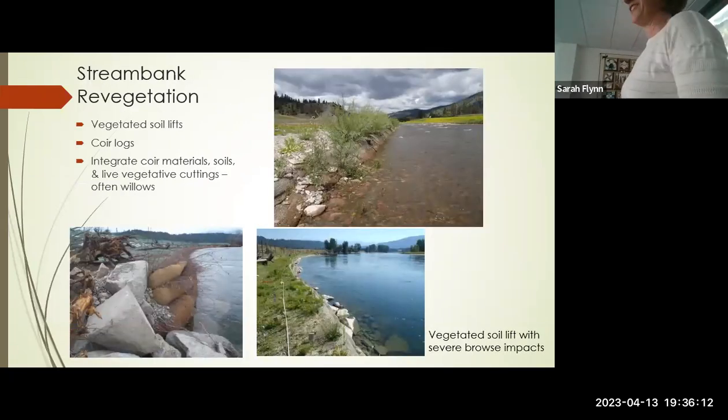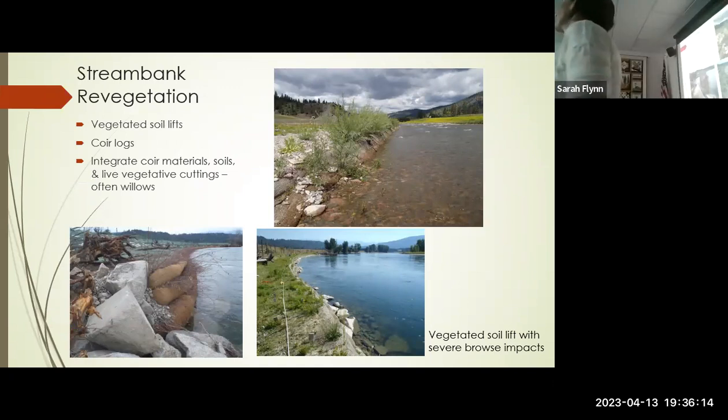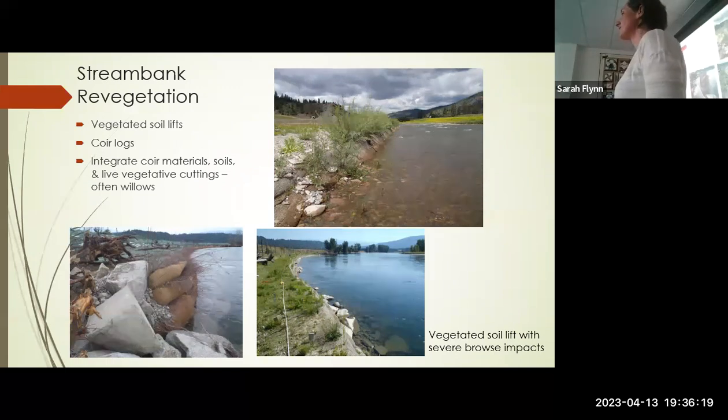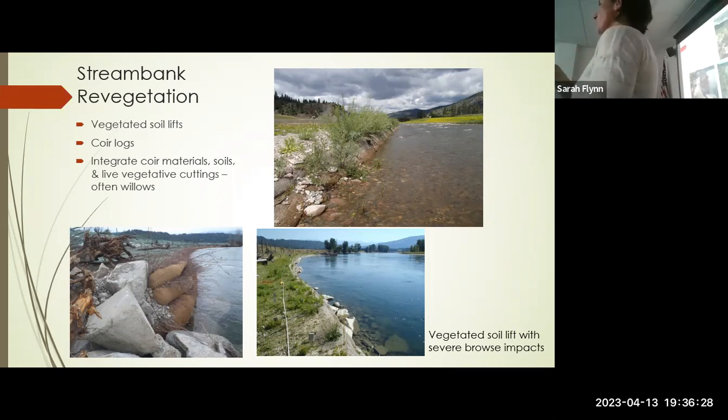Stream bank vegetation is really important. The pictures here illustrate bioengineering techniques, and this is a pre-vegetated coir bank, a vegetated soil lift that uses coir-wrapped soil layers with willow cuttings stuck in the middle between the layers. And it's usually a very successful technique. This is one that has all the willows growing along the Fork River. Looks really great.